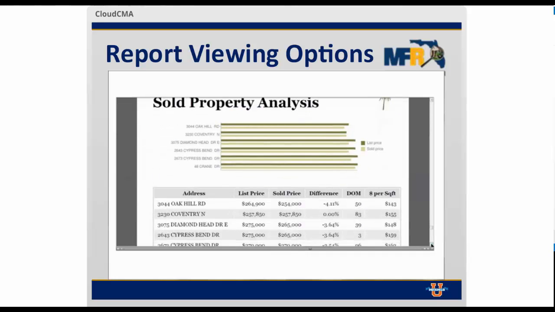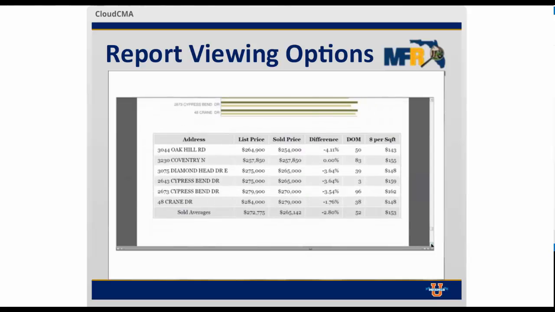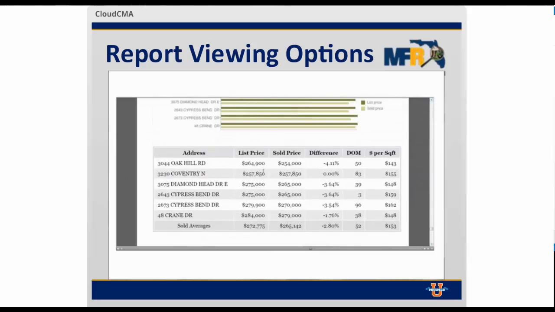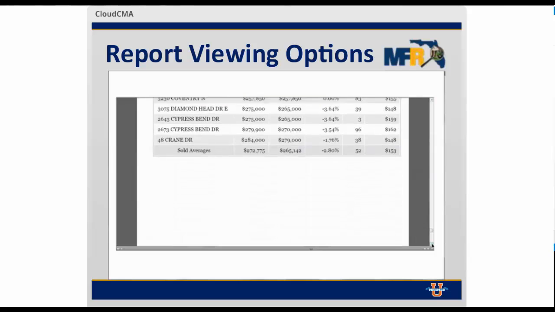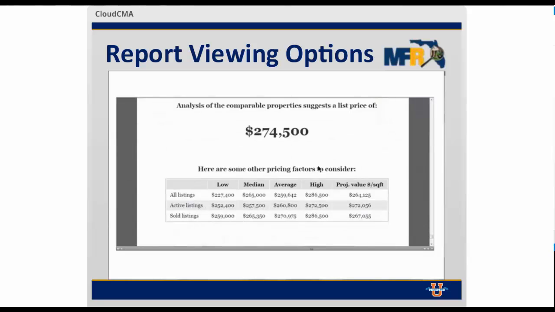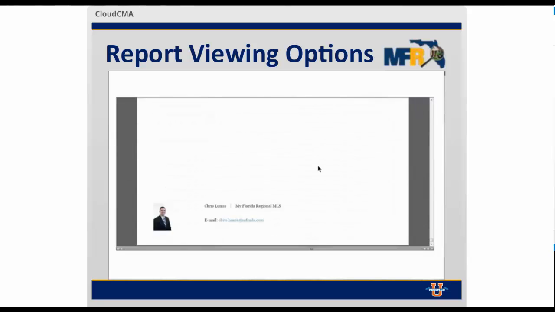Then we have some more of the sold property analysis in here. This is going to show you the list price versus the sold price for all the sold listings. How many days were they on the market? What was the sold price per square foot? Your suggested list price page, whatever you typed in, along with some other summary statistics. And so that was just the report default that I put together.